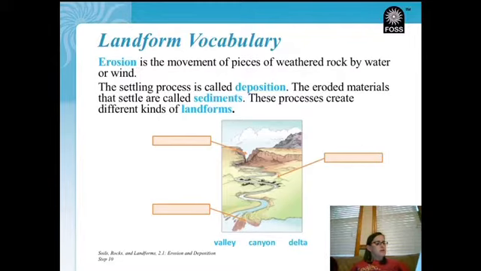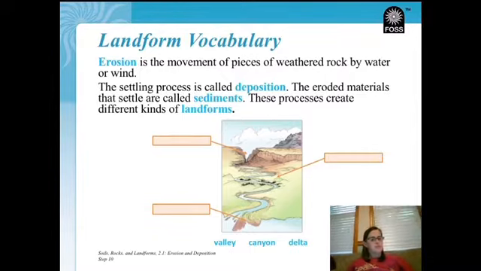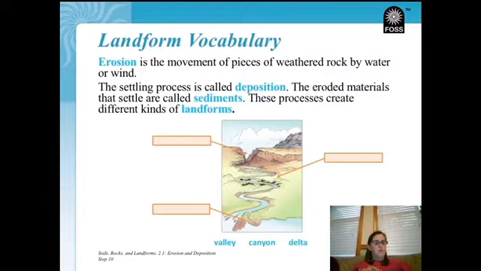Earth materials that are carried by moving water eventually stop moving and settle out. The settling process is deposition. The eroded materials that settle are called sediments. When the water slows down, sediments are deposited in new locations, somewhere along the path of moving water. So in the stream table, where you saw the fan-shaped materials deposited at the stream or river mouth, we call that a delta or an alluvial fan.